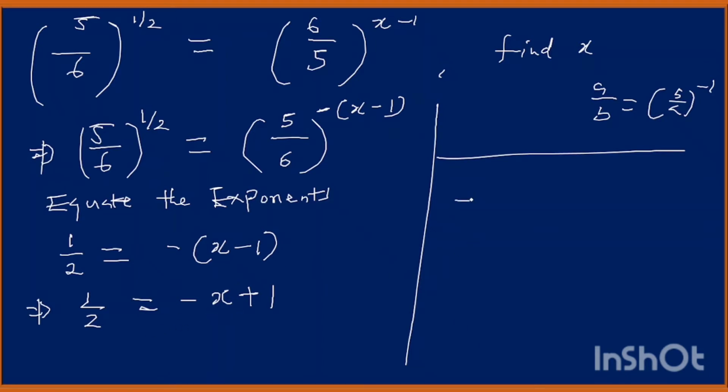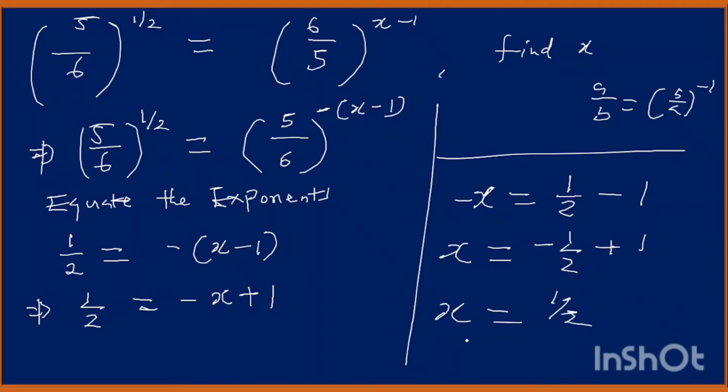So if I do that, I'm going to have minus x is equal to 1/2 minus 1. So I'm going to multiply all through by minus. I'm going to have x, because minus multiplied by minus x gives me x, is equal to minus multiplied by 1/2, which gives me minus 1/2, and minus multiplied by minus 1 gives me plus 1. So x is equal to minus 1/2 plus 1, which gives me 1/2. So that is my x. So x is equal to 1/2.